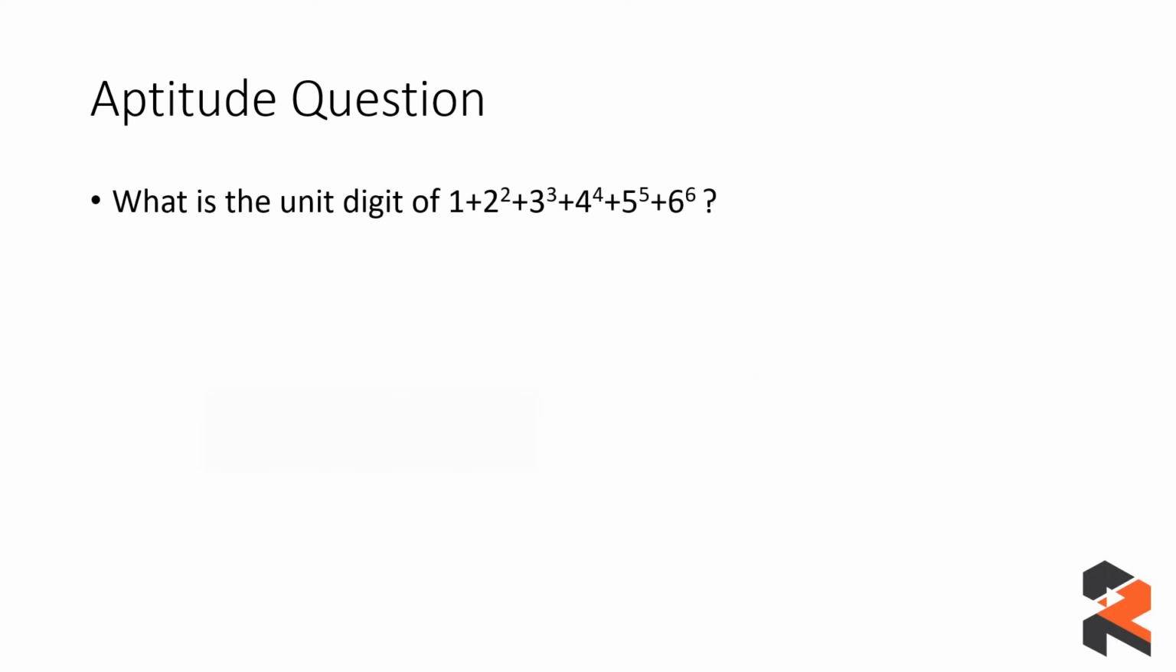So the first question is from an aptitude section which says what is the unit digit of 1 plus 2 square plus 3 cube plus 4 to the power 4 plus 5 to the power 5 plus 6 to the power 6. Now this is the concept of unit digit, and we have already made a video on it, so you can go check it out. I will link it up on the cards so you can watch it. So the answer is pretty easy.